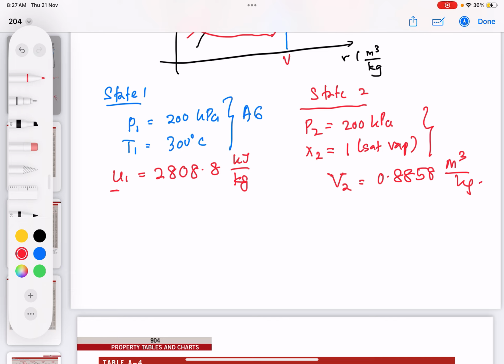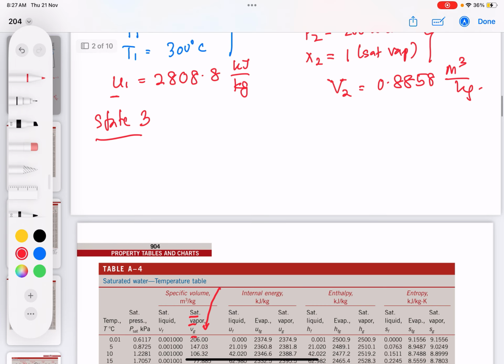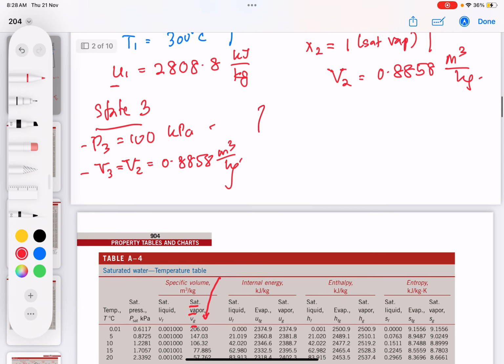So now I already have the information from state 2, and at state 3 I only have pressure P3 equals 100. I cannot really use my steam table with only one piece of information. Therefore, I can say that my specific volume at state 3 is equal to the specific volume at state 2, which equals 0.8858 meter cubed per kg. Then, because I have two properties, I can solve for state 3.